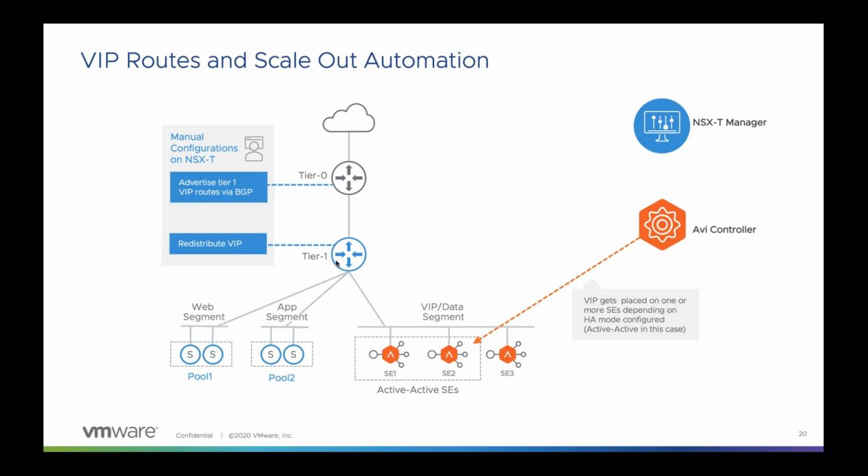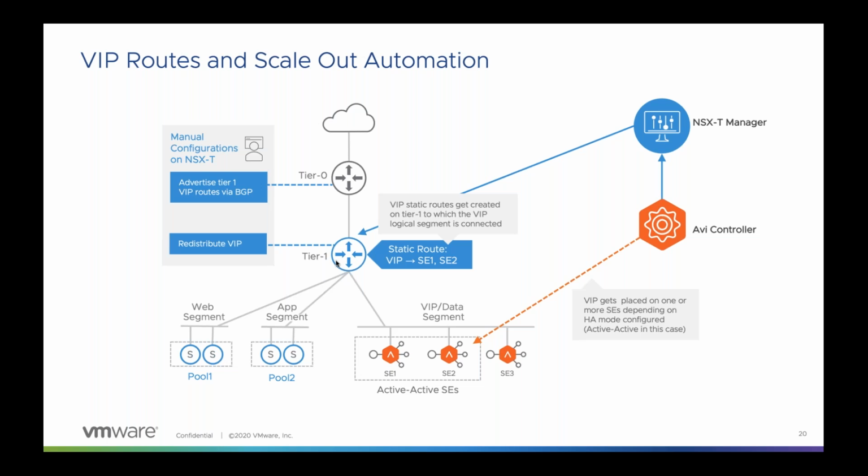Now, when a virtual service is created, the corresponding VIP is placed on one or more service engines. For example, in this case, we are running active-active. Just as an example, we do have other HA methods like active standby and N plus M buffer. Once this is placed, it also publishes the VIP to NSXT Manager using APIs, and NSXT Manager configures those VIP static routes on tier 1.